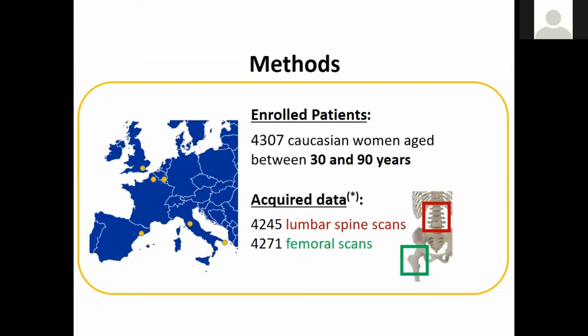So just a few details about the methods. You can see that the number of people enrolled to this study was a little over 4,000. It was 4,307 Caucasian women aged between 30 and 90. So as I said, a wider range than has been studied previously. And you can see the number of scans that were obtained here: 4,245 lumbar spine scans and 4,271 femoral scans. And you can see on the left-hand panel here, the recruiting sites. So here in the UK, it was represented by Southampton.